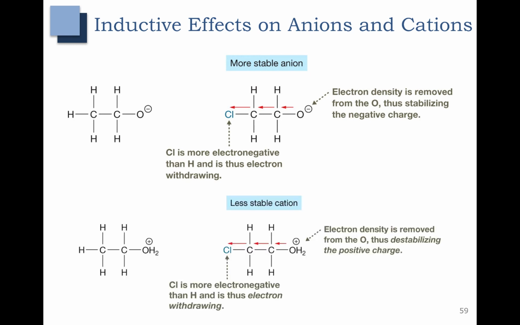With a positive charge, you are going to have the opposite effect. Remember that a positive charge is a lack of electrons. So if you have an electronegative atom and it's pulling electron density away from a positive charge that's already missing electron density, it's actually going to have the opposite effect, or a destabilizing effect. So an electronegative atom in the top case stabilizes a negative charge but destabilizes a positive charge.